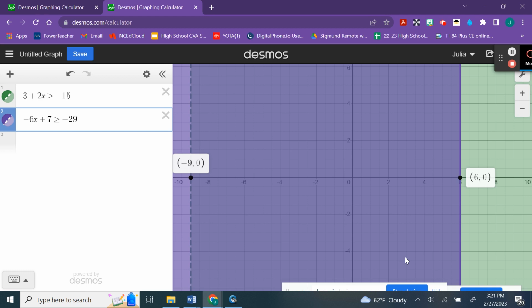Now, if this was an or, then we would look in the opposite direction. So it makes this one true or it makes this one true. So they're like two different conversations, so two different shaded portions, versus an and is going to make both sentences true, so it's going to go in the overlap.